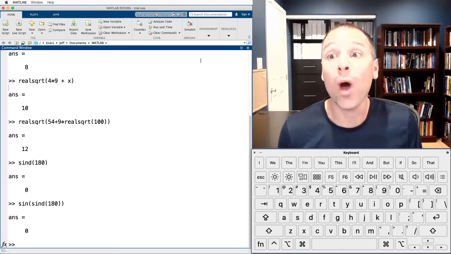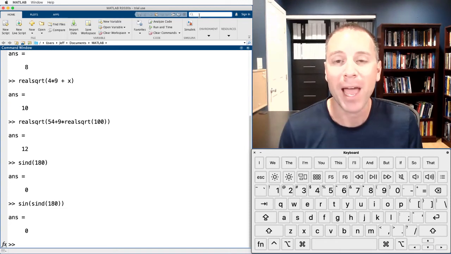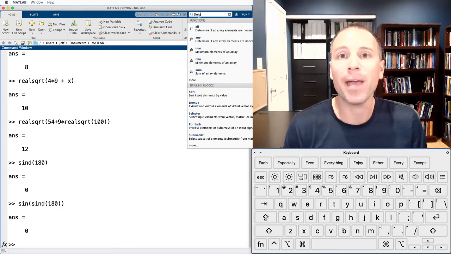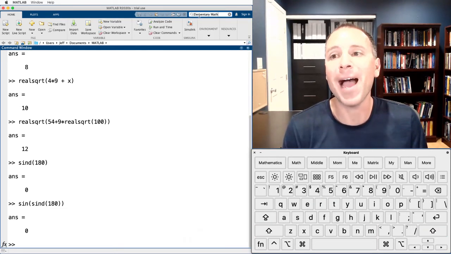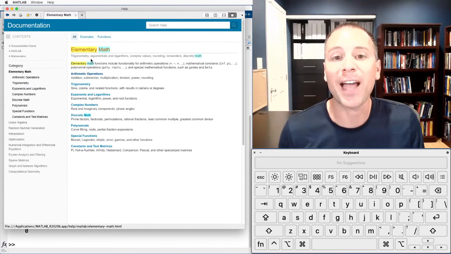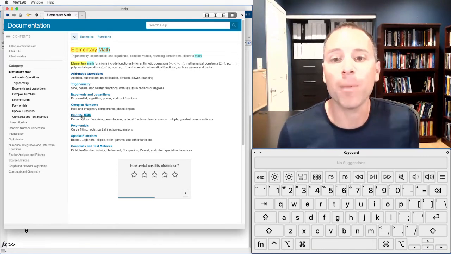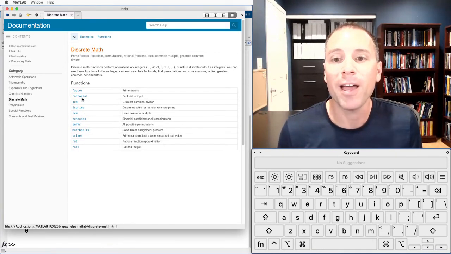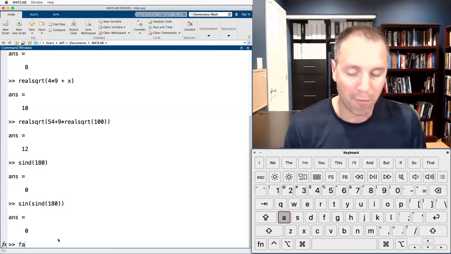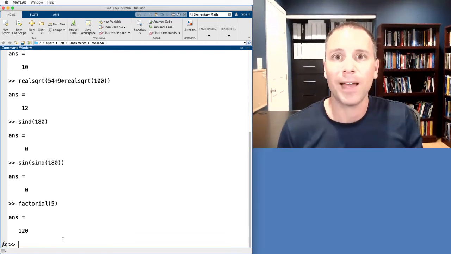I do want to say one last thing. If I go to the documentation search bar on the top right-hand side of our MATLAB desktop and I type in elementary math, that will get me at the top result. If I click on that, that gets me back to the list of functions. Then I can click on the appropriate link. So let's say discrete math. Check this out. There's a factorial. So I'm guessing that if I type in factorial, let's do 5 factorial, and boom, check it out.